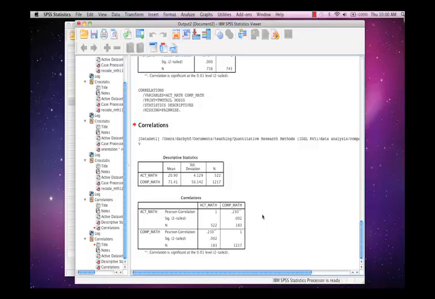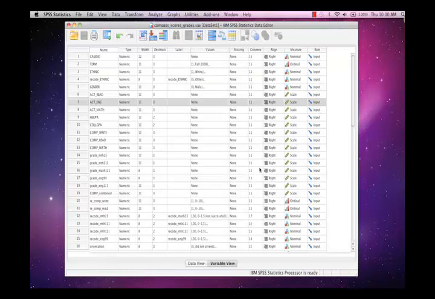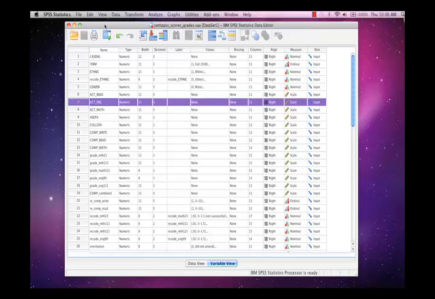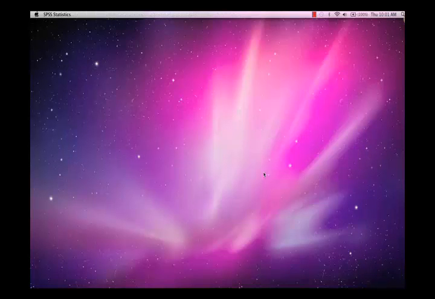Well, that's going to do it for how to run descriptive statistics in SPSS. When you close out of these windows, it's going to ask you if you want to save. We didn't make any changes to this data file. So it'll ask me when I shut this down if I'm sure that I want to do that, I think. Yep, I do want to do that. And we'll be moving on.